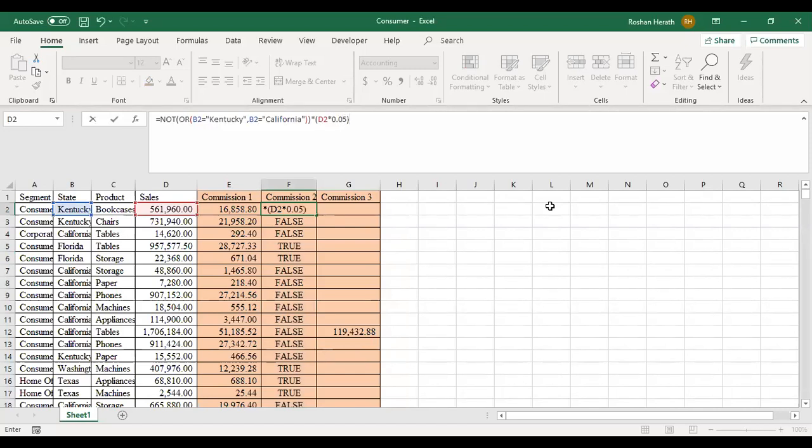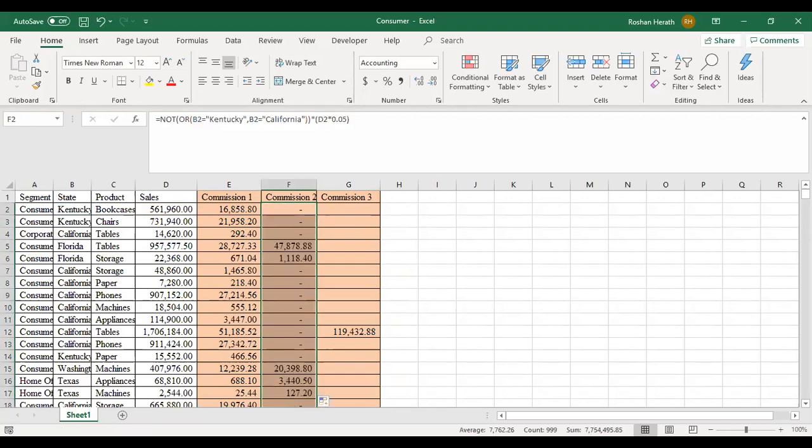Now you enter it. Yes, it comes. Then click on it and fill down. Yes, the same answer. So now, another smart way of getting things done.